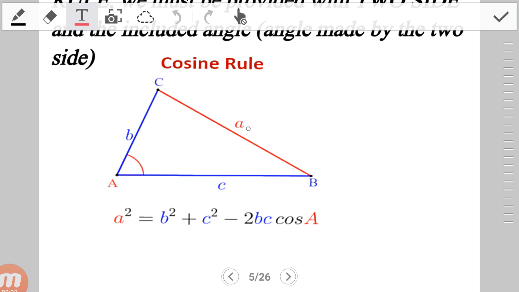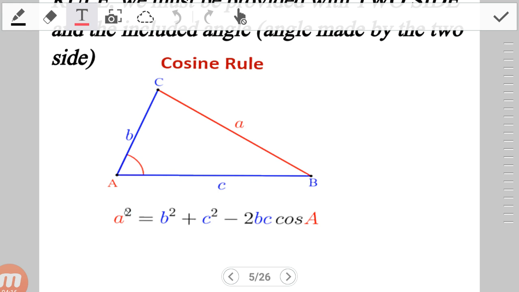Now, if that's the scenario that's presented to you, then it simply means here that we would say that the square on the unknown side of the non-right angle triangle is going to be equal to the sum of the squares of the other two sides minus 2 times the product of the two known sides multiplied by the cosine of the angle made by the two known sides.